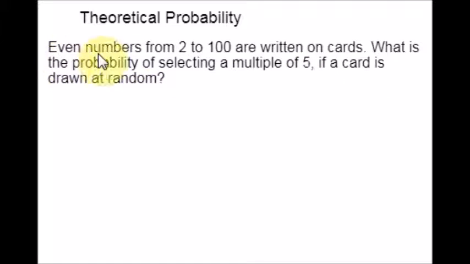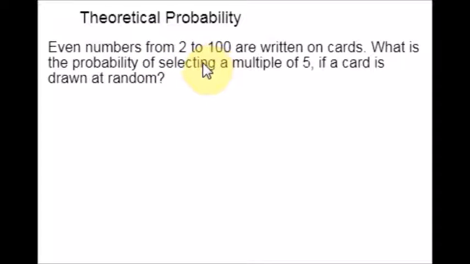So even numbers from 2 to 100. How many numbers would be there? There would be totally 50 numbers. So if you imagine a set of numbers starting from 1 to 100, you can circle around the even numbers starting from 2, 2, 4, 6, 8. So totally there would be 50 cards.